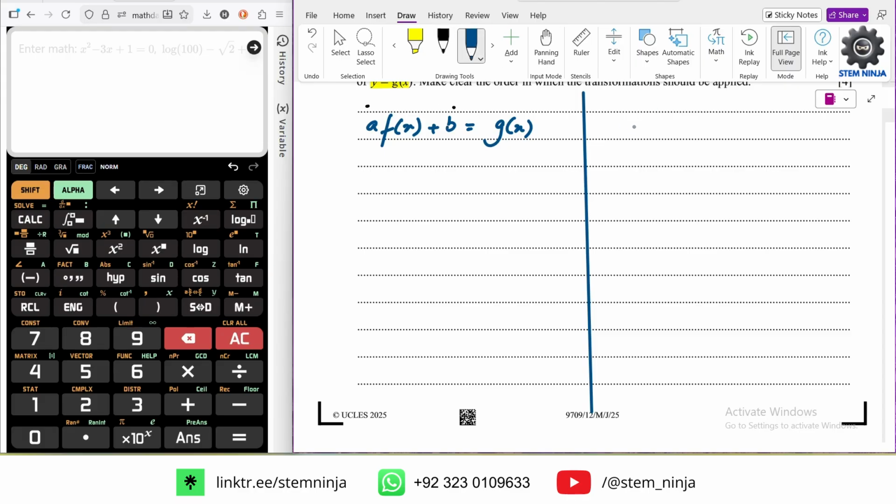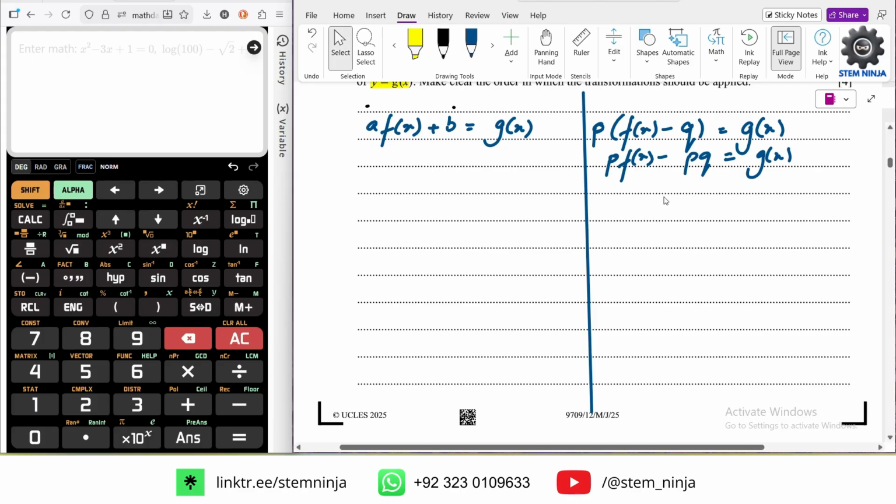Otherwise, you could have translation first, and then you can have your stretching. We can do some other ones also, for example, P and Q. So this could mean that you were doing translation first and then stretching. And that could also transform into g of x. So basically this would mean that, as you can see, this is P times f of x minus PQ equals g of x. Right?